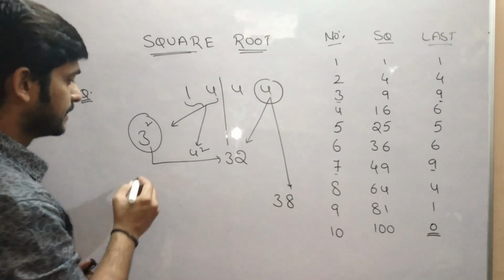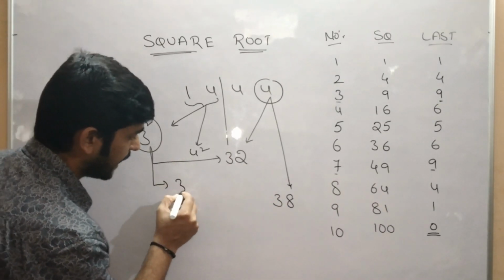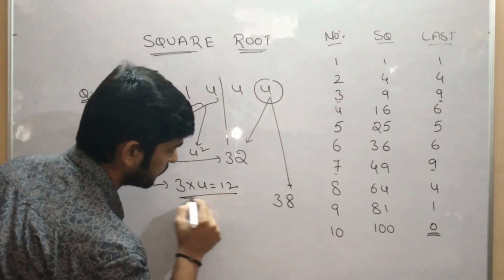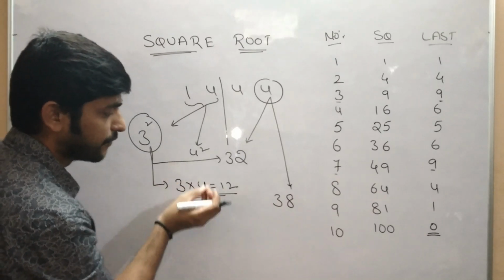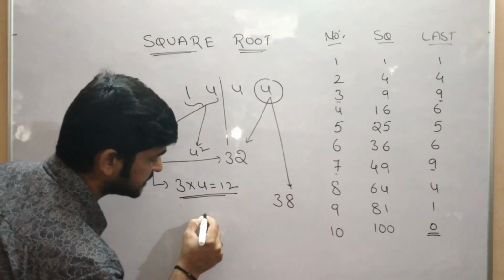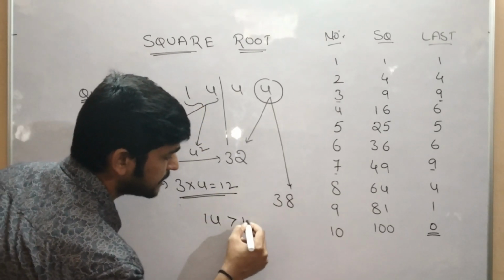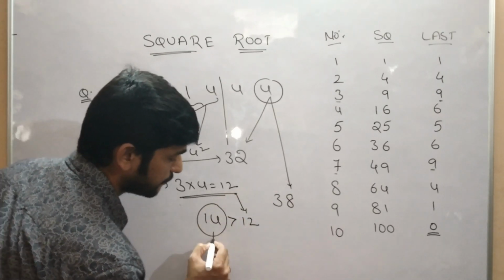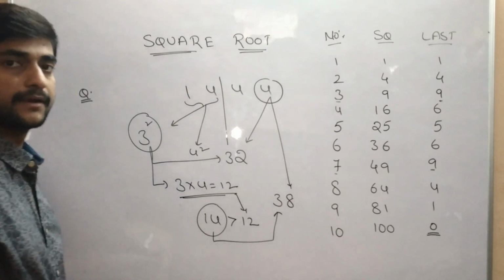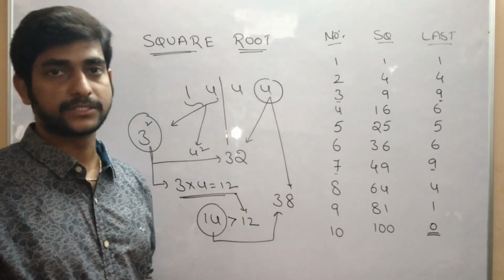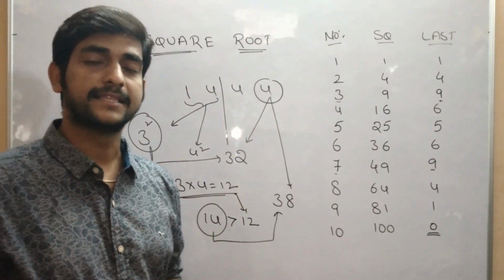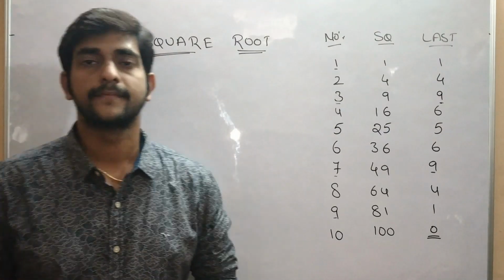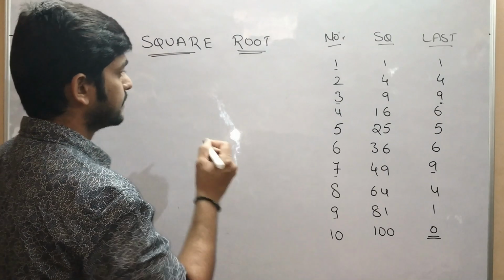How do we decide? Here we are considering 3 and we multiply it with the next number, that is 4. Here we get 12. When we multiply 3 with 4, we get 12. And in the question we have 14. 14 is greater than the number we get here, which means 14 is greater. So the answer for the question is the greater value of these two. So the answer for the question is 38. Hope you understand this. Let's solve the next question.